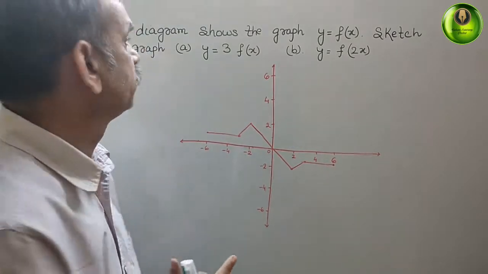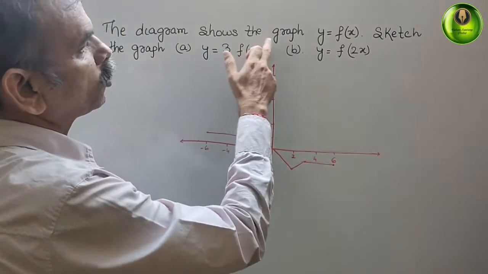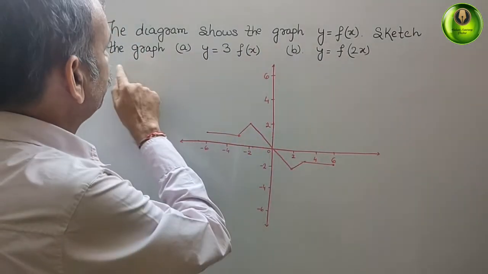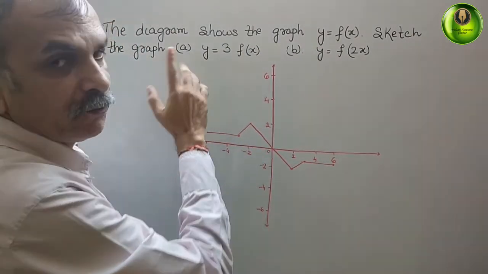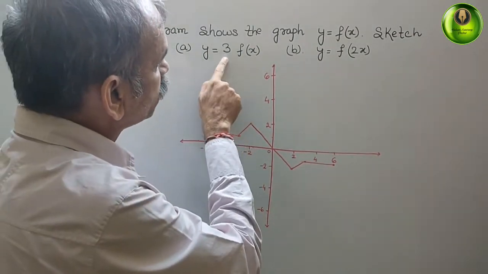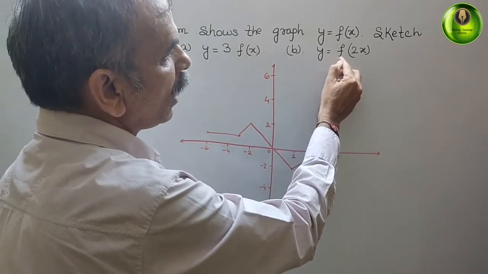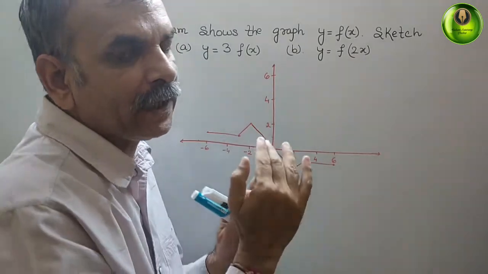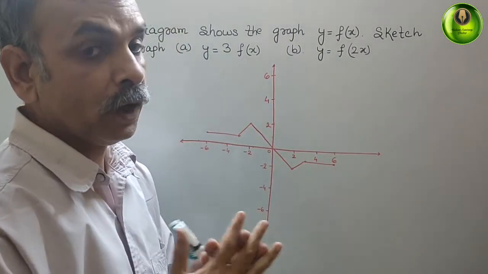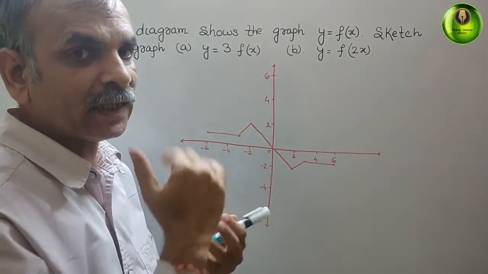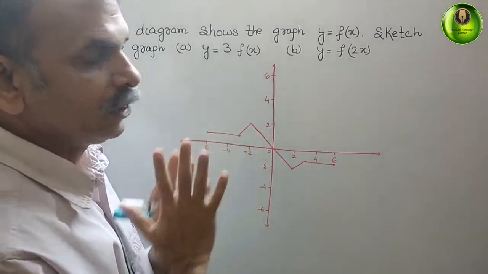Your question is, the diagram shows the graph y is equal to f(x). Sketch the graph. A, y is equal to 3f(x). B, y is equal to f(2x). How will we sketch it? What is the stretch factor and what not? That we will see here.